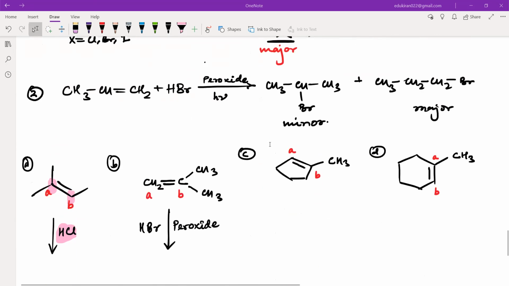Now you tell me. For the B question, we have HBr in the presence of peroxide. So A or B, guys. Now you guys can answer. Please start answering now. A or B.